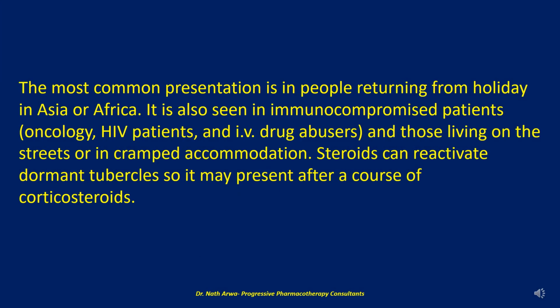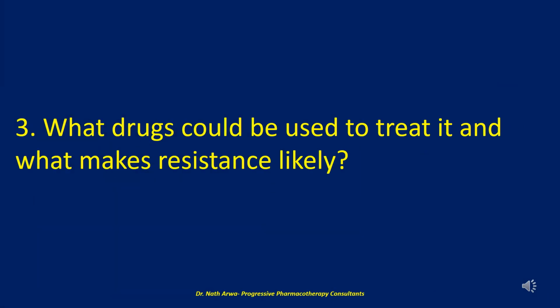The most common presentation is in people returning from holiday in Asia or Africa. It is also seen in immunocompromised patients, oncology, HIV patients, and IV drug abusers, and those living on the streets or in cramped accommodation. Steroids can reactivate dormant tubercles, so it may present after a course of corticosteroids. Question 3 reads, what drugs could be used to treat it and what makes resistance likely?